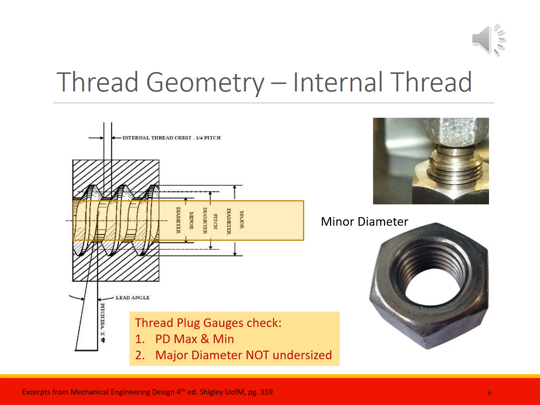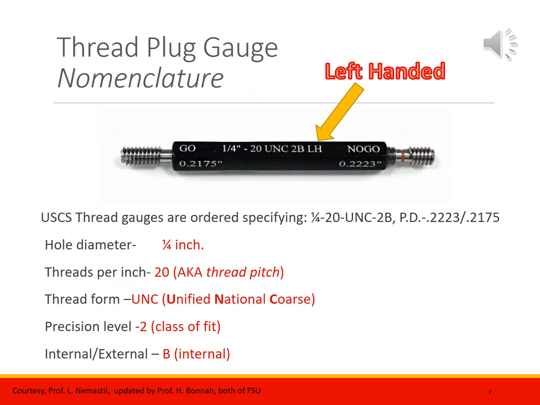Thread plug gauges check the pitch diameter, max and min, and verify the major diameter of the thread is not undersized. We'll learn in a few moments that this is called checking the maximum material condition. So let's take a guided tour through a thread plug gauge.